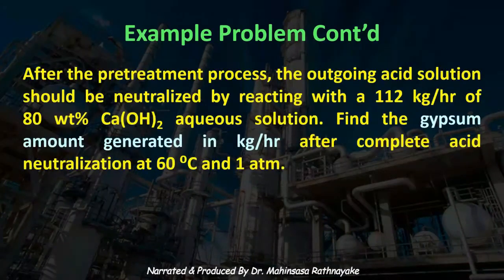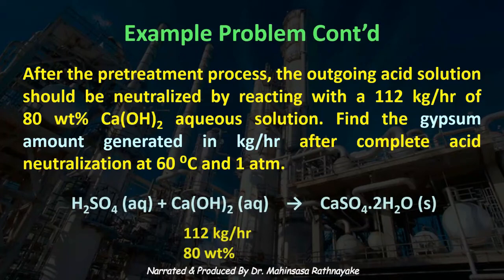First, read the problem carefully. After the pretreatment process, the outgoing acid solution should be neutralized by reacting with a 112 kilograms per hour of 80 weight% calcium hydroxide aqueous solution. We have to find the gypsum amount generated in kilograms per hour after complete acid neutralization at 60 degrees C and 1 atm. You can see the reaction between H2SO4 and calcium hydroxide on the screen. The stoichiometrically balanced reaction is equimolar.